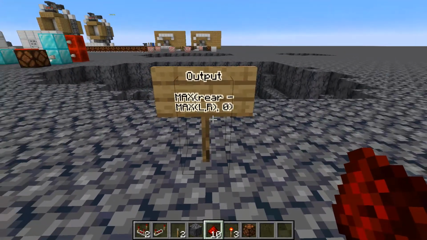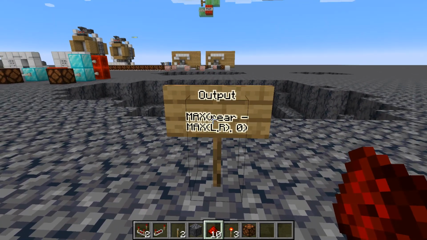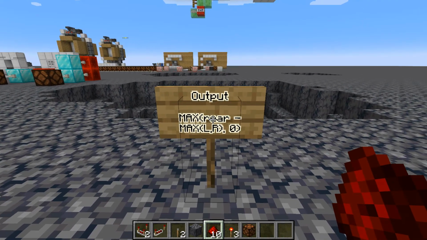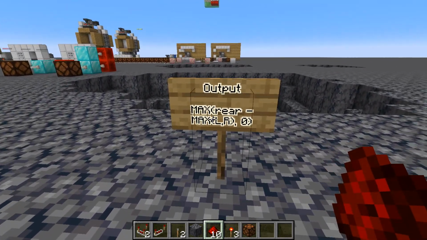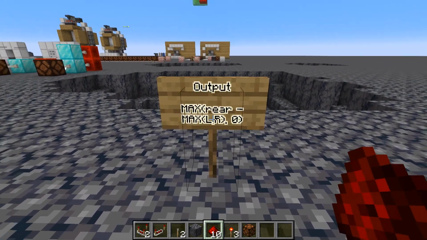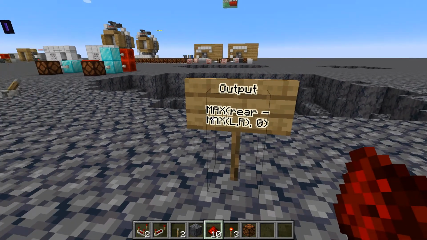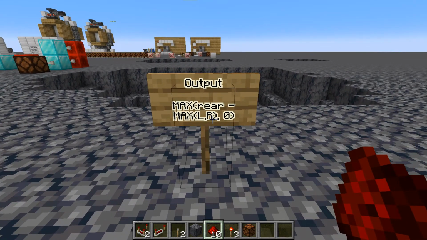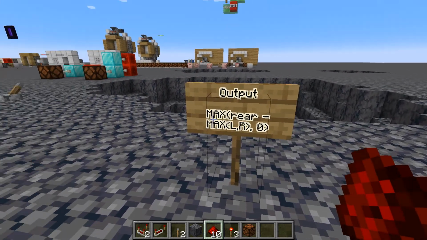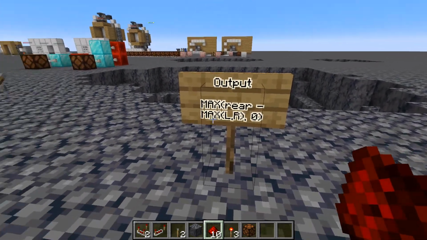It does the following calculation. It takes the max of the rear power, so going into the back of the comparator, and then it minuses the max of the left and right power, and then it picks the biggest out of the two. So if it is 0, then the output will be 0, and so on, and it basically picks the max power in that calculation.